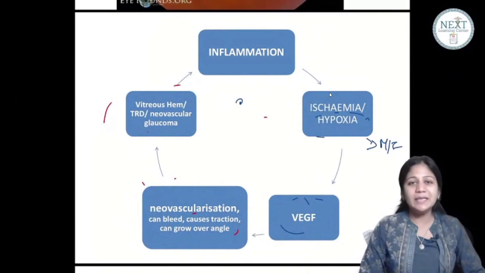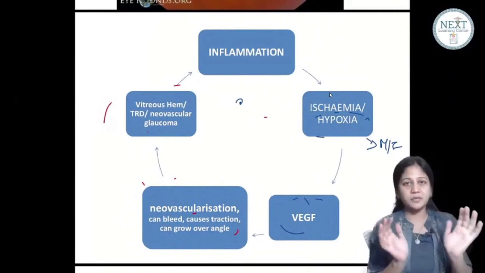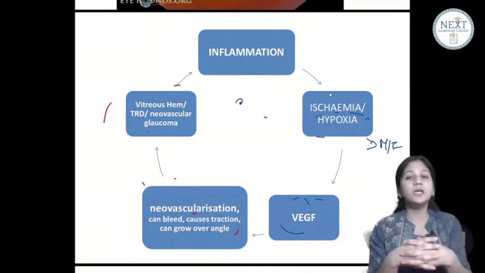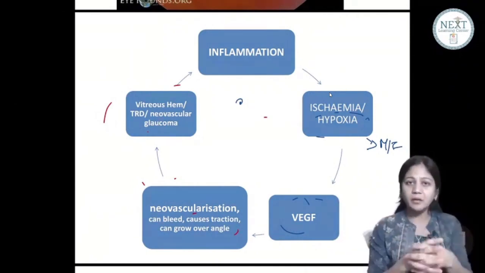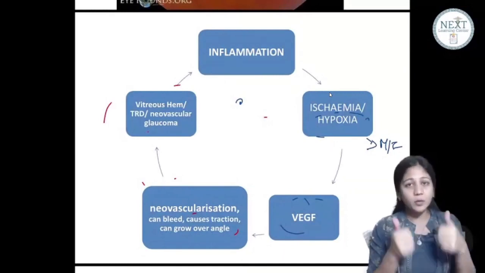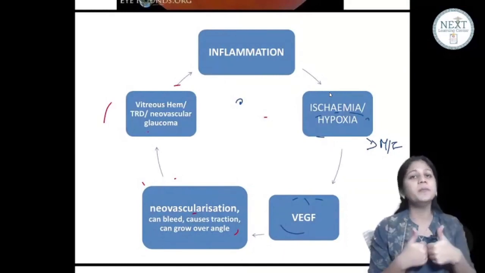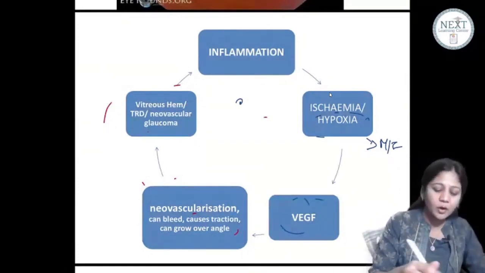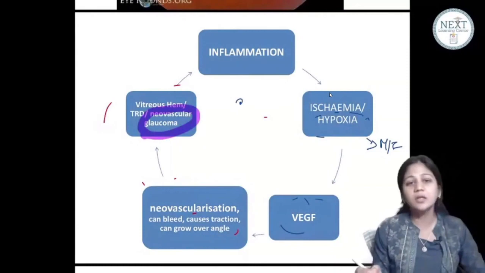So these new vessels from the surface of retina can grow onto the vitreous. They can also grow into the angle of anterior chamber. When they grow into the angle of anterior chamber, they will obstruct the aqueous drainage. When aqueous drainage is obstructed, your IOP becomes high. When your IOP becomes high, it will lead to a kind of glaucoma called neovascular glaucoma.